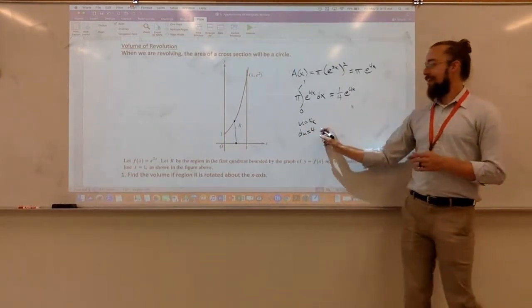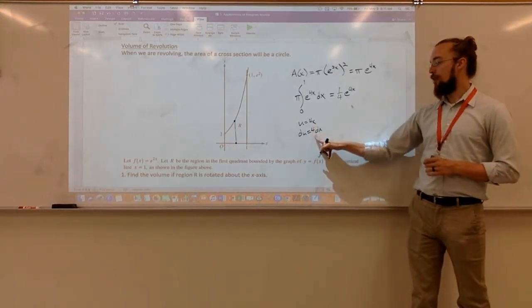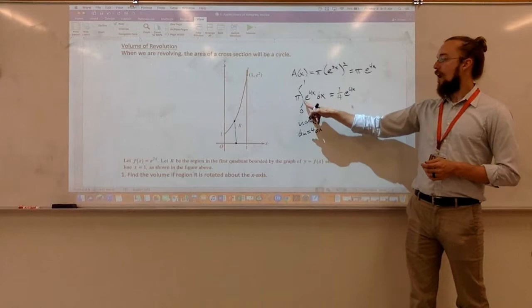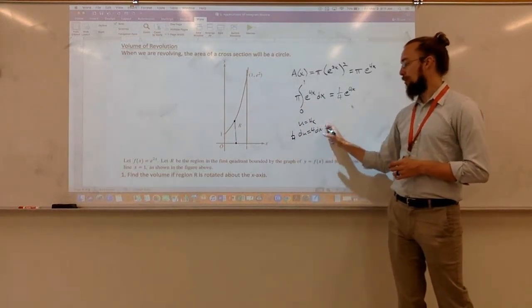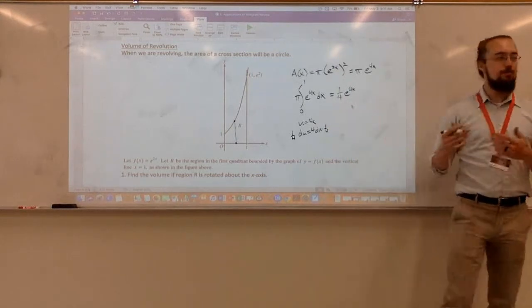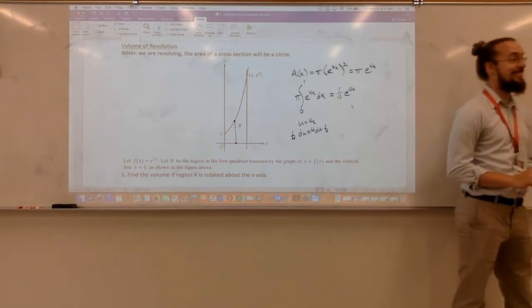So if we think about a quick u substitution, if u is 4x, du would be 4. I want it to be 1, so I would need to multiply both sides by 1/4. Okay? And that's perfectly fine.